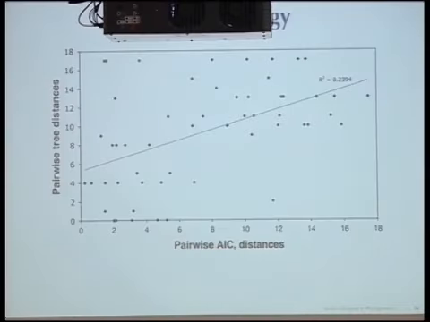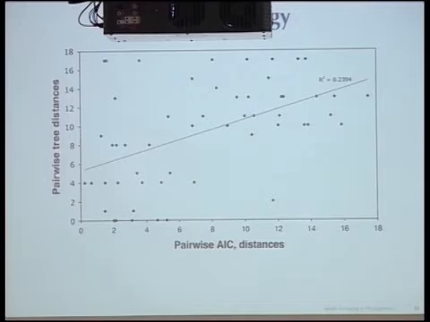This is the relationship between AIC and topology. Models that have similar AICs tend to, not very strongly, have similar topologies. So that could be an interesting relationship too. This is the Robinson-Foulds distance, and this is the AIC distance. So models that have different AICs have different topologies, with the pairwise distance being very high between topologies.